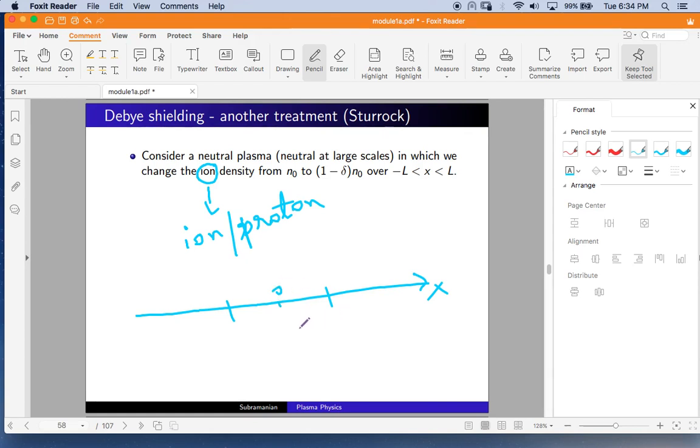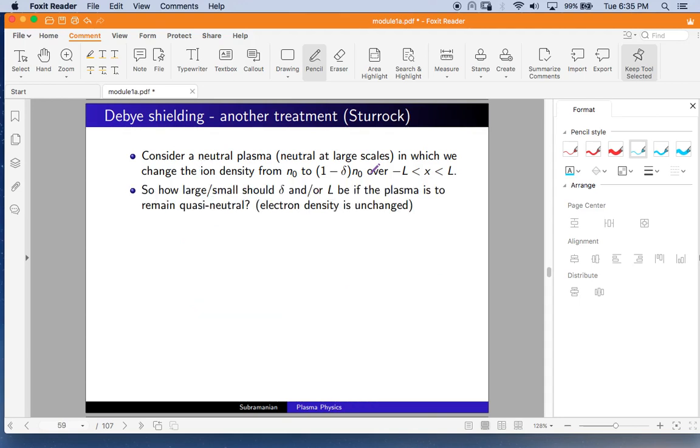Between X equals plus L and minus L, what we do is we change the proton density from N naught to something like 1 minus delta over N naught, where the delta is of course a small number. So this is the perturbation.